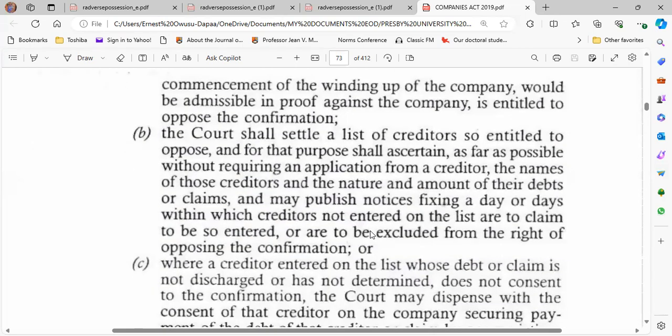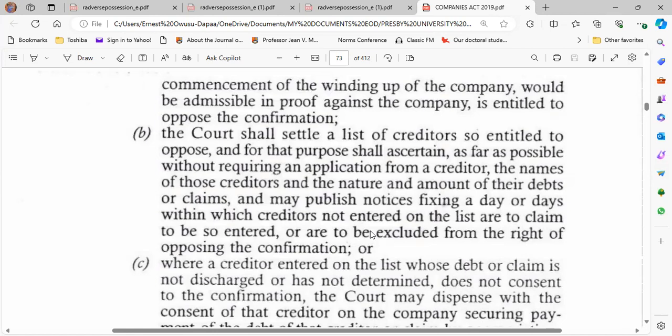And the court shall settle a list of creditors so entitled to oppose, and for that purpose shall ascertain, as far as possible, without requiring an application from the creditor, the names of those creditors and the nature and amount of their debts or claims, and may publish notices fixing a day or days within which creditors not entered on the list are to claim to be so entered or are to be excluded from the right of opposing the confirmation.